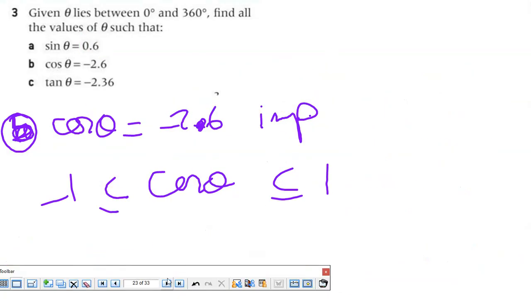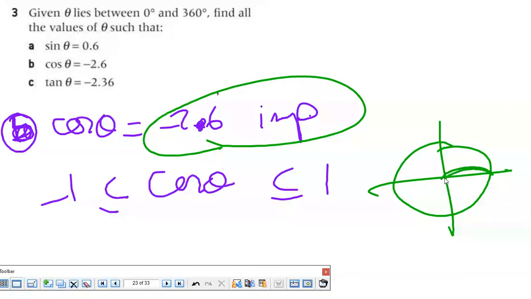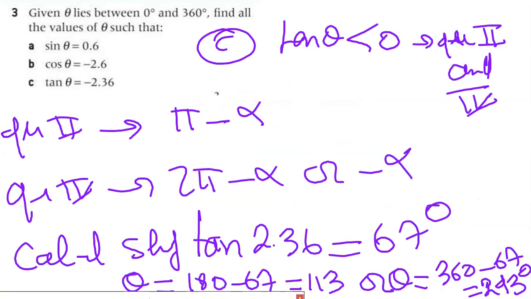We move to B. Cosine equals minus 2.6, it's impossible because we said unit circle. It means the maximum value that cosine can have is 1 and the minimum is minus 1, and also for sine. So cosine and sine are all the time between minus 1 and 1. So this is impossible. Tangent. Also, I can think about it like this. The answer is negative.